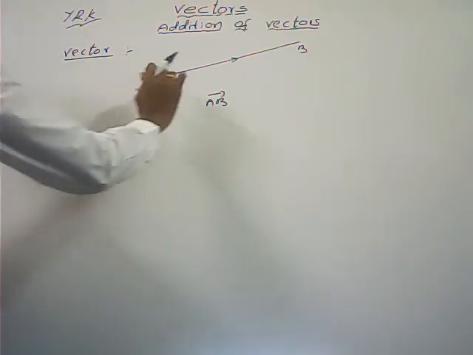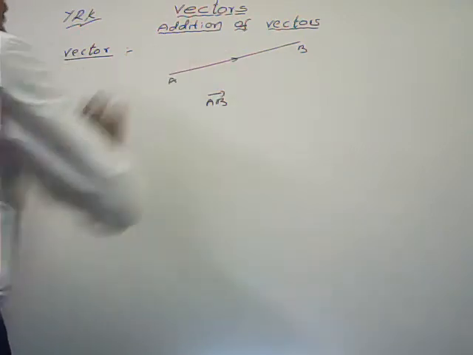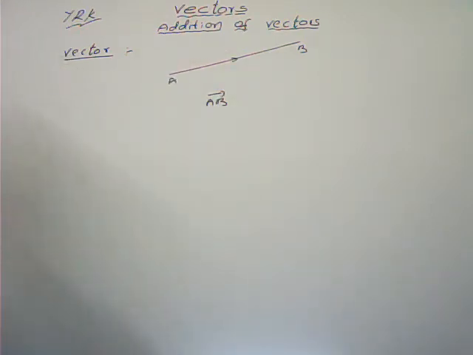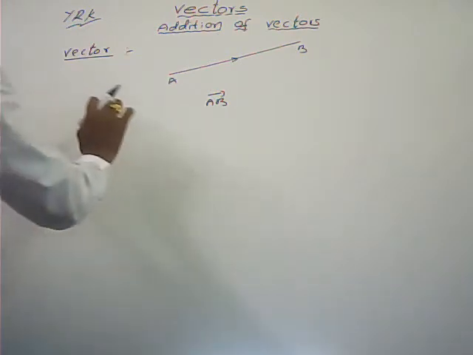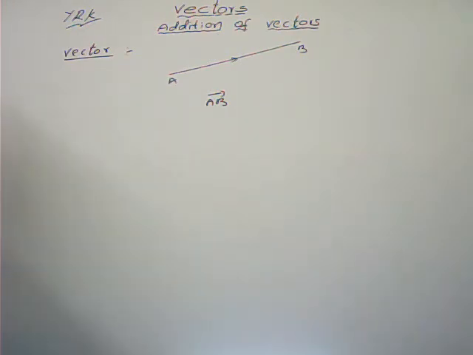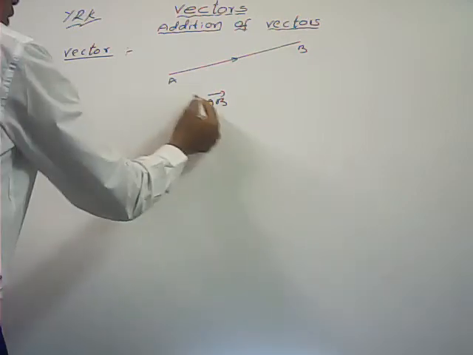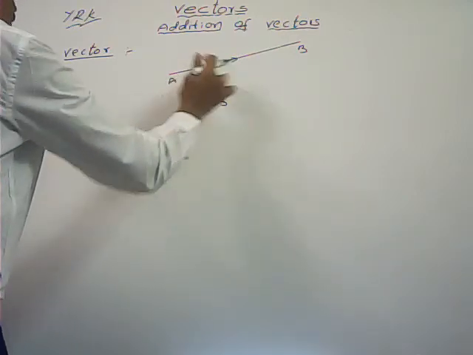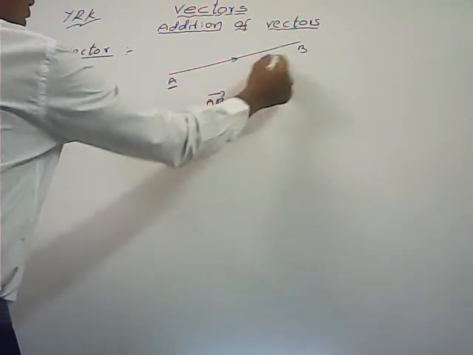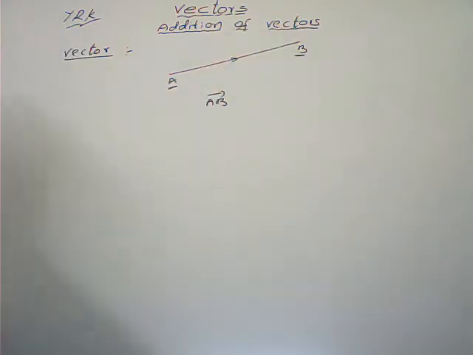Whenever we give one direction to the given line segment, that one we say is a vector. So a directed line segment we say vector. In this vector AB bar, it goes from A to B. Here A is called the initial point and B is called the terminal point. In physics they will give some examples, but in maths this is enough here.